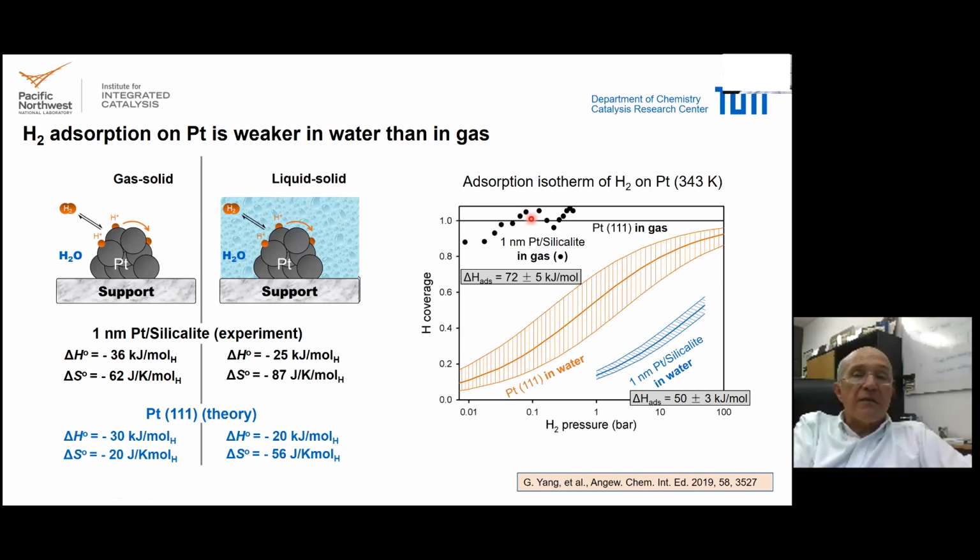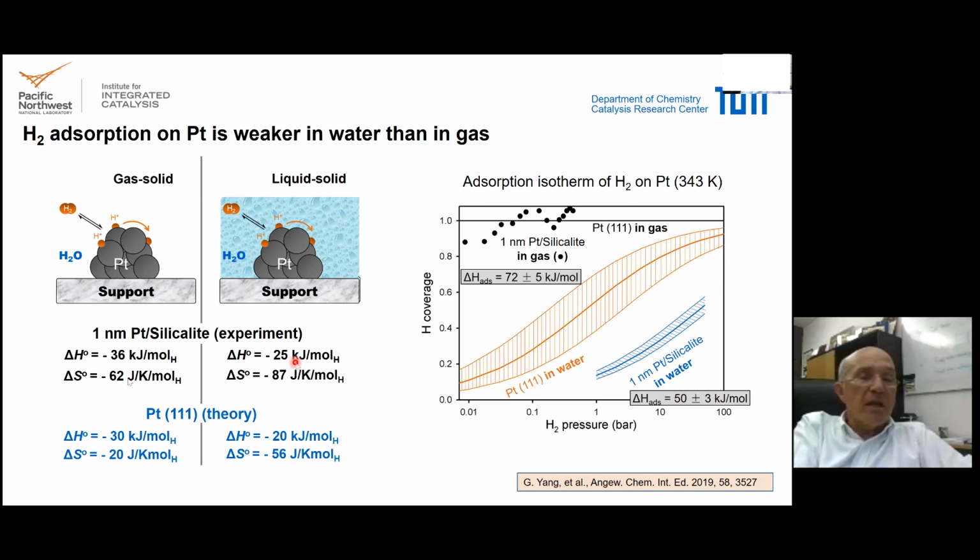We know that in gas phase, hydrogen adsorbs very stably on, for example, platinum. Theory can follow this up, experiment can follow this up, and we use this to determine how many exposed metal atoms we actually have. When we put this in water, that interaction drastically decreases. It goes, for a single hydrogen atom, from 36 kilojoules per mole to 25 kilojoules per mole.